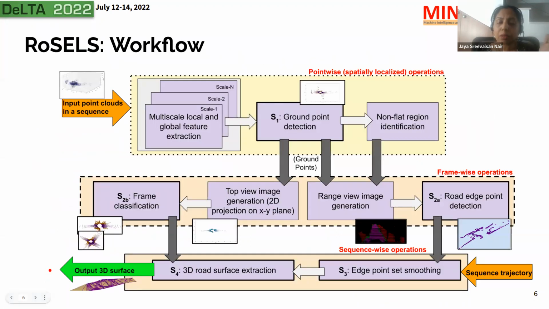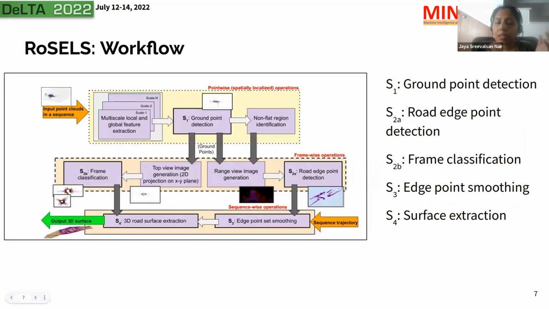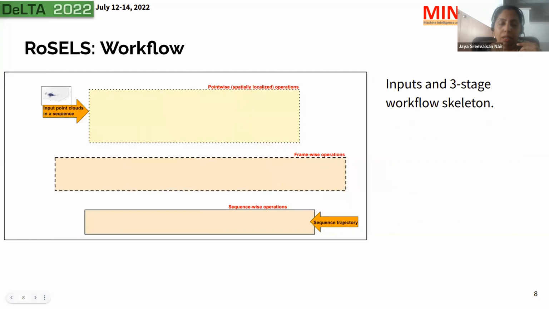Now, this is the entire workflow of RoSELS. We'll explain each step in detail now. So, as we mentioned earlier, there are 5 main steps to our workflow for the implementation of RoSELS. S1 is for the ground point detection. S2 involves 2 parallel steps which can be done independent of each other. S2A is what we call the road edge point detection. S2B is the frame classification. S3 is the third step, which is the edge point set smoothing, and S4 is the 3D surface extraction.